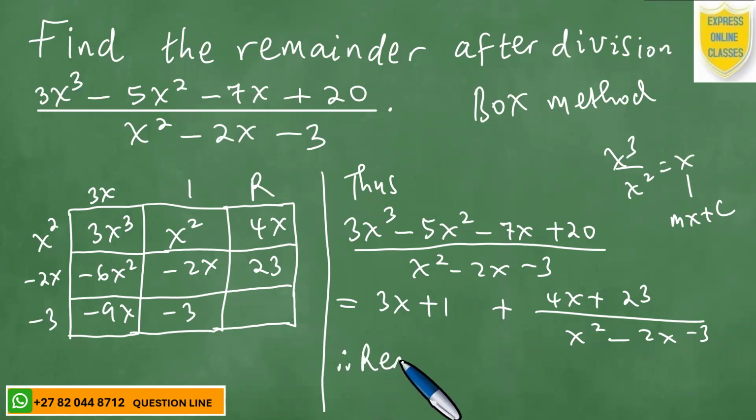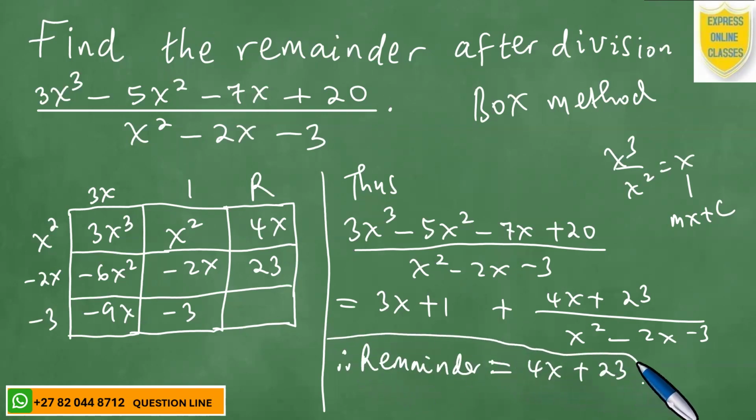And therefore, the remainder is 4x plus 23.